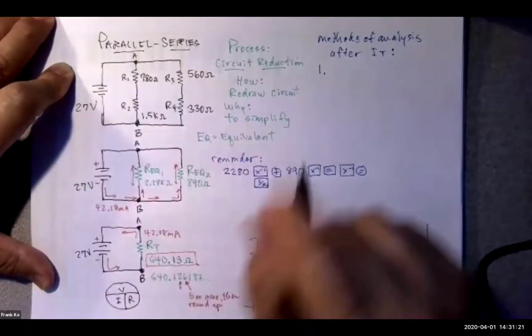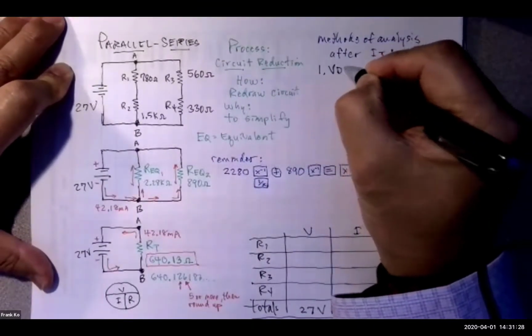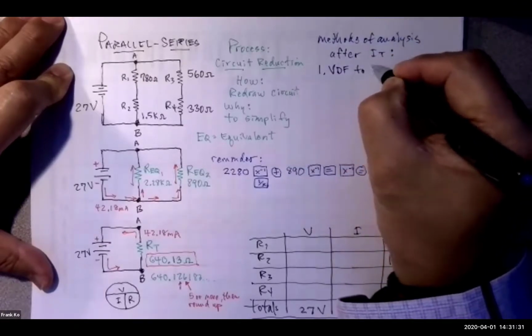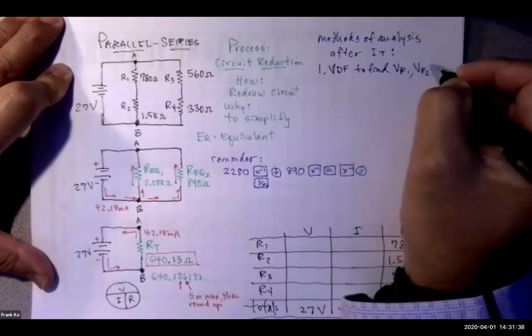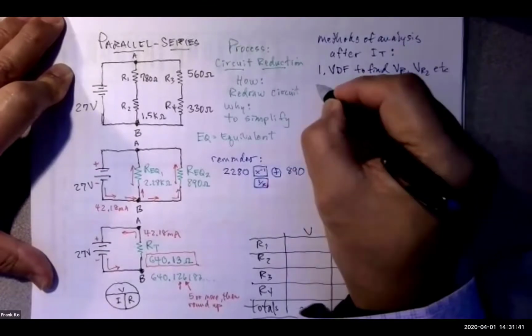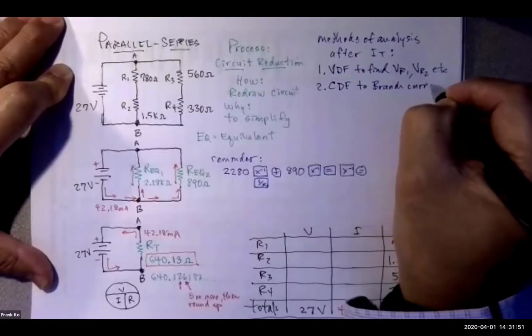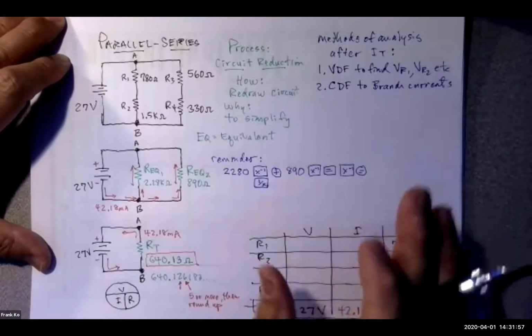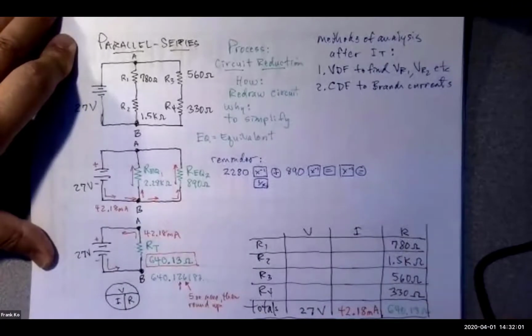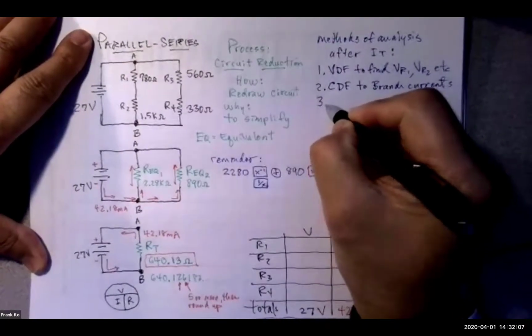But here, let's go ahead and reiterate what some of your classmates have suggested. So Christian has suggested VDF, voltage divider formula, to find VR1, VR2, etc. Okay, so use that. Number two, we can use CDF, current divider formula, to find branch currents. We can certainly do that. So those are two methods already. Voltage divider formula, current divider formula. We've talked about before. I won't take the time to review here because I want to give you the fastest, smartest, not hardest way to resolve this.